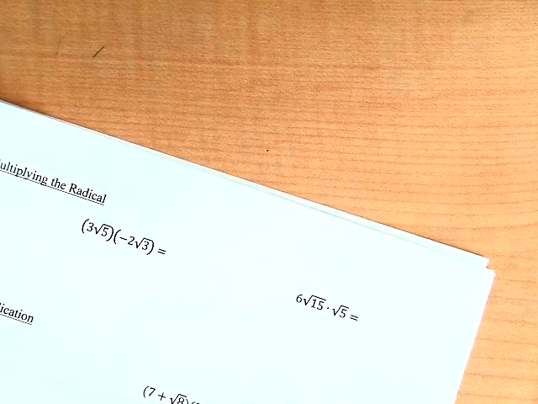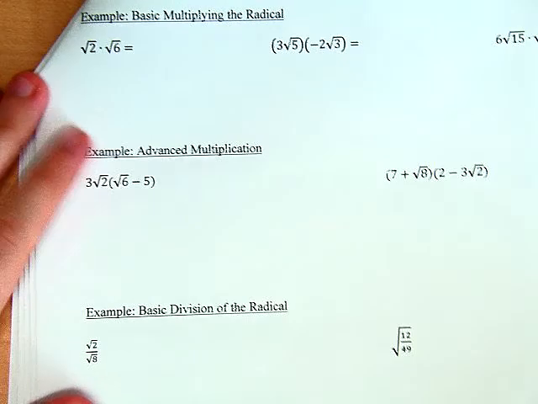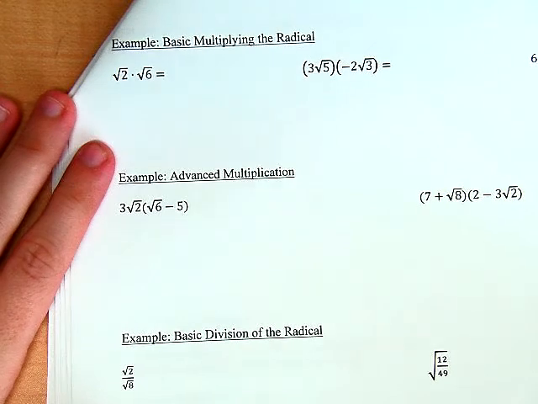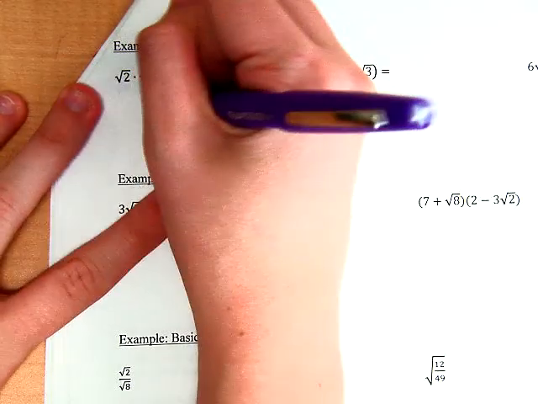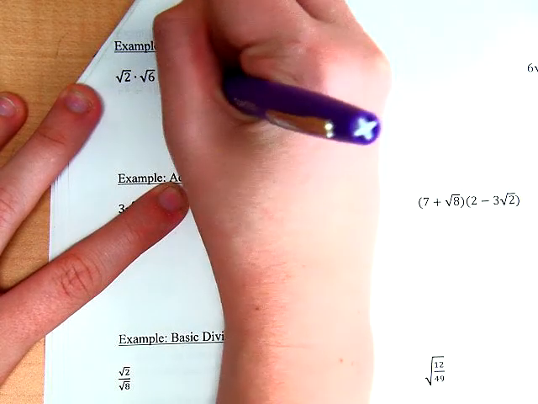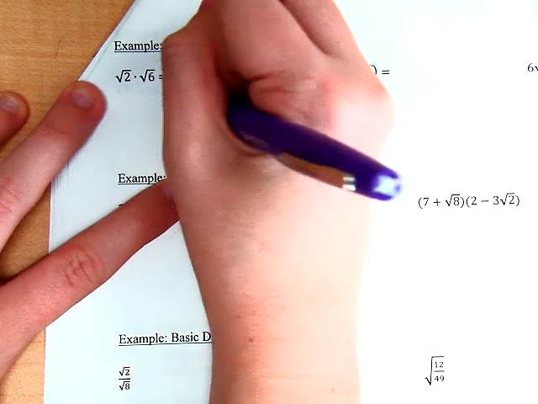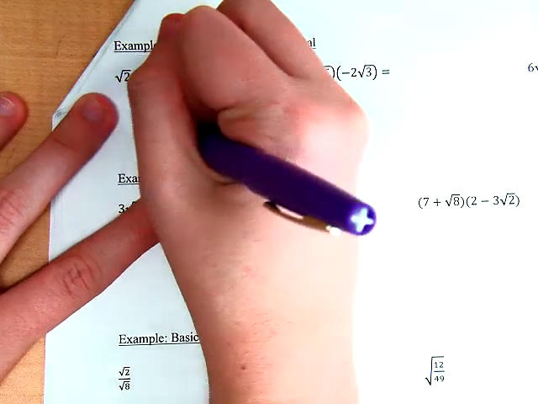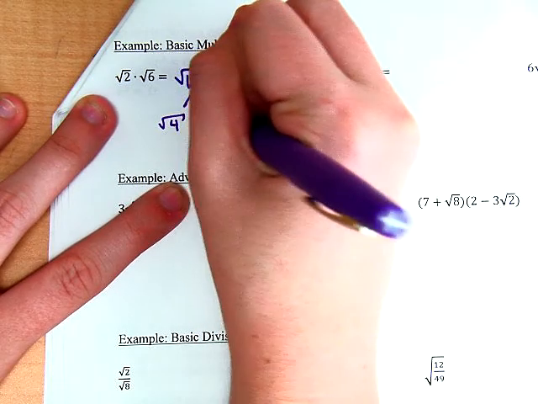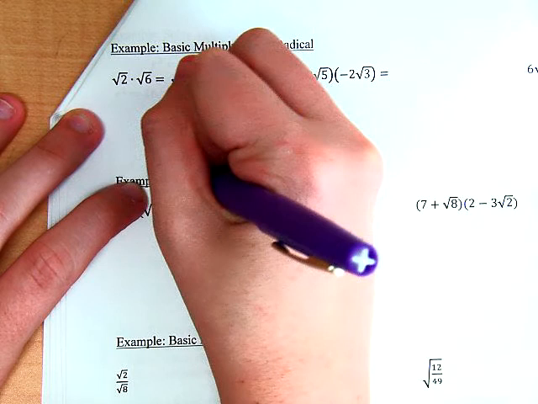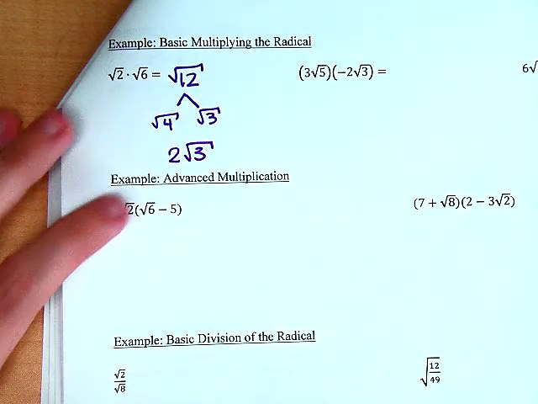Let's keep going. Basic multiplication, so kind of like what we did before, but backwards. We got square root of 2 times square root of 6 gives me square root of 12. And now you can simplify that. Square root of 4, square root of 3. So I got 2 square root 3.